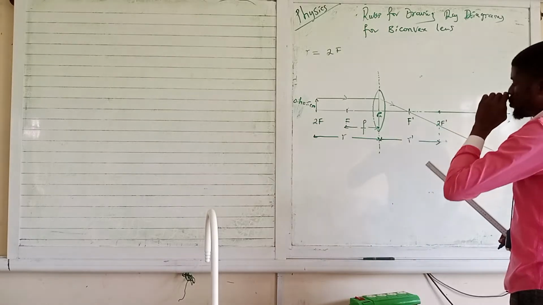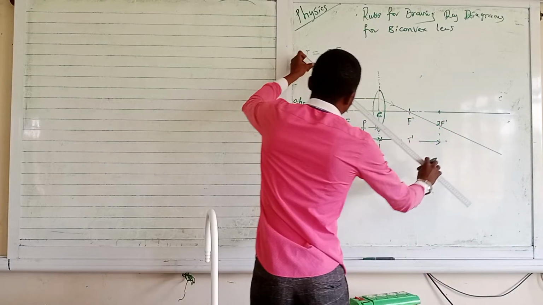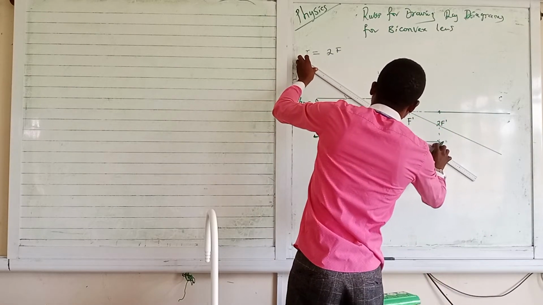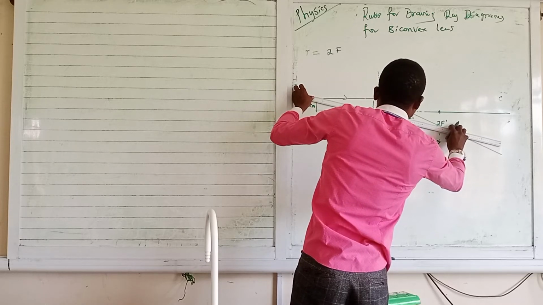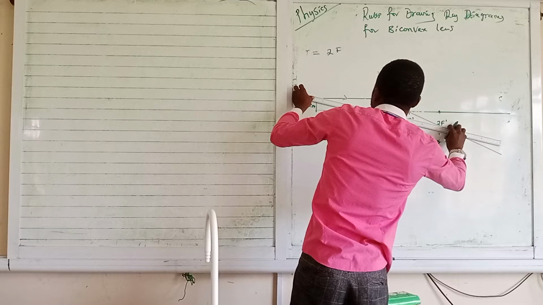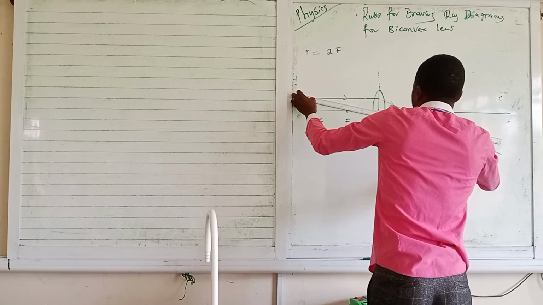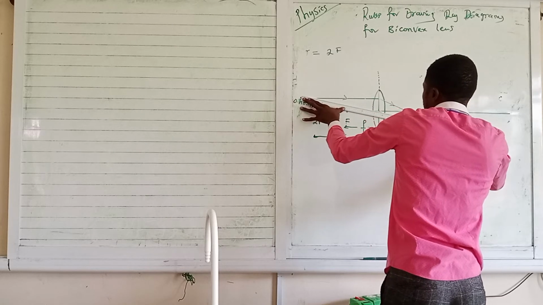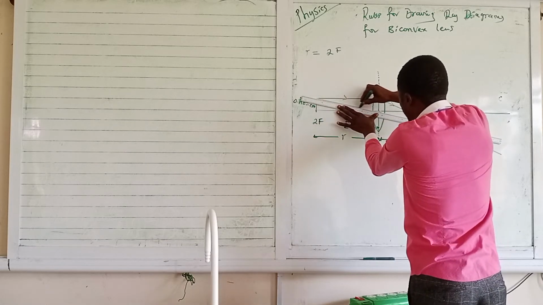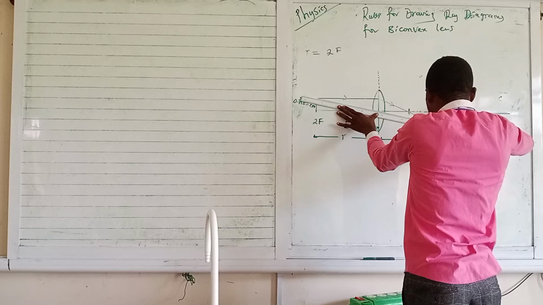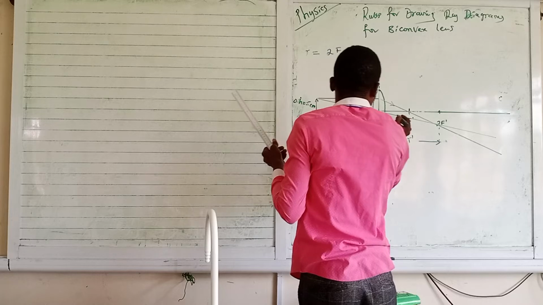You can't just use one rule. You must use 2 rules. So let's try rule number 2. A ray of light passing through C, the center of curvature. After refraction, it will go through undeviated. A ray of light passing through C, after refraction, it will return back here.